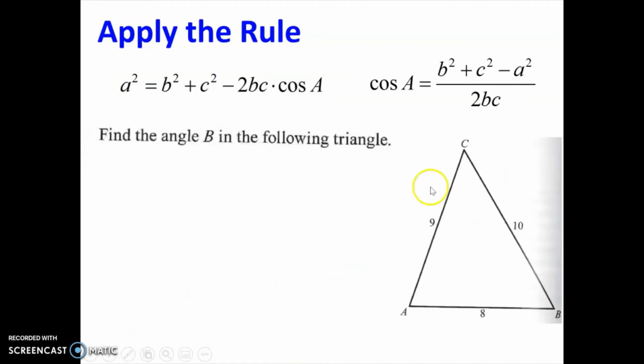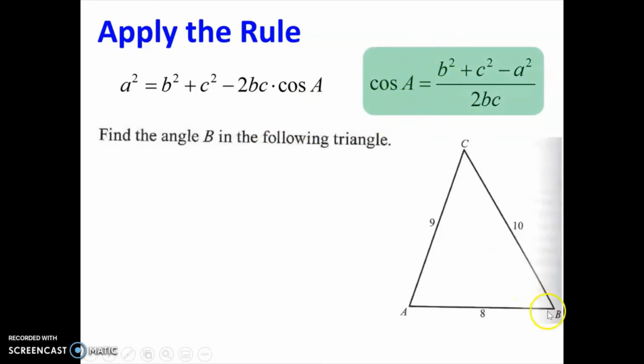Let's try another one. Here's another triangle given to us. And we know 1, 2, 3 sides of it, but no angles. And it says find angle B. We want to find this angle right here. So now we're looking for an angle. So which version of cosine rule will we use? We will use this one, because this one allows us to solve for an angle.